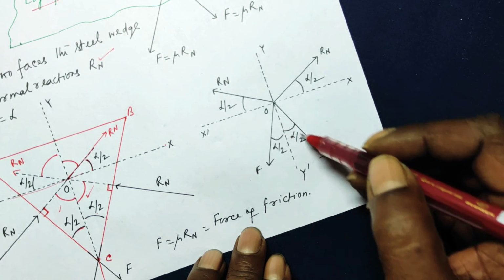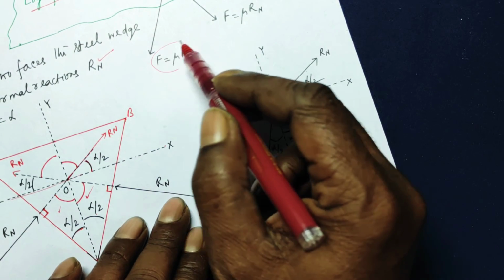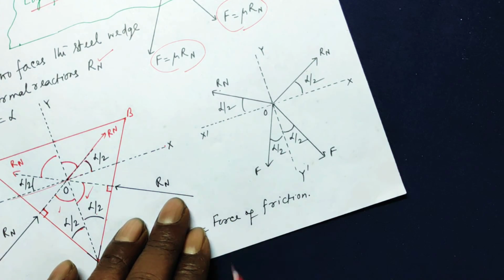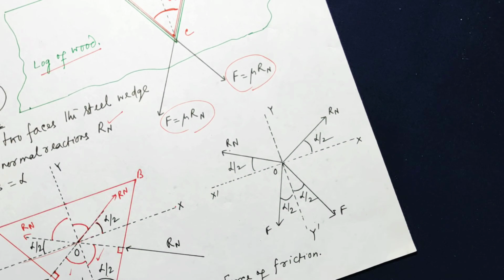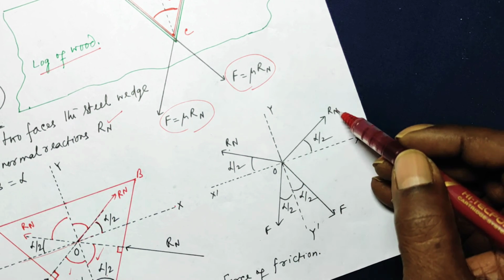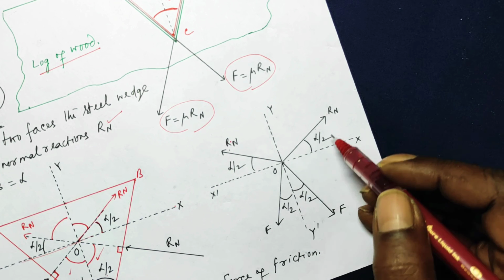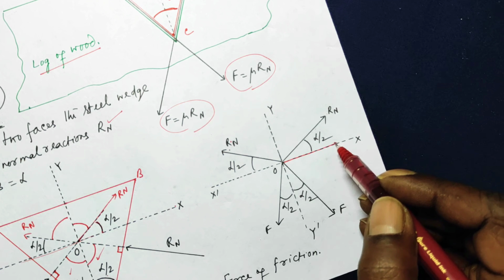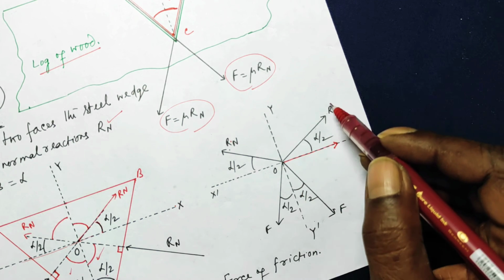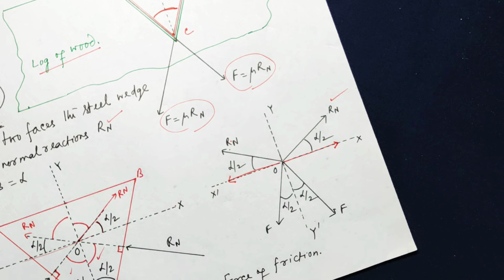The force of friction, which is nothing but mu times normal reaction. This is what you have studied in your school days. Force of friction is mu times the normal reaction. Now here, if you split this Rn and this Rn to a horizontal component, this will be your Rn cos alpha by 2, and this will be your Rn cos alpha by 2. They are equal and opposite, they will cancel.